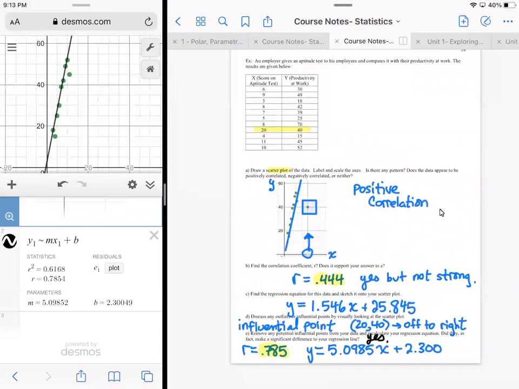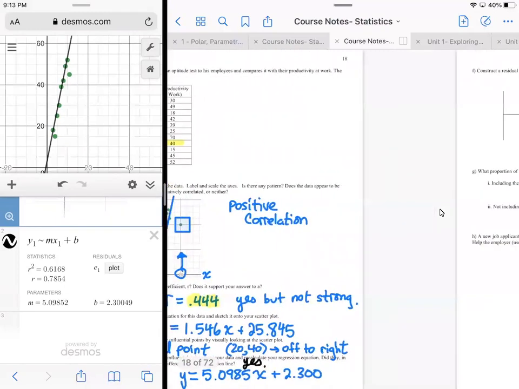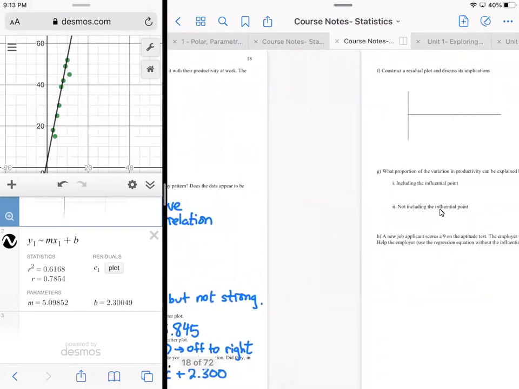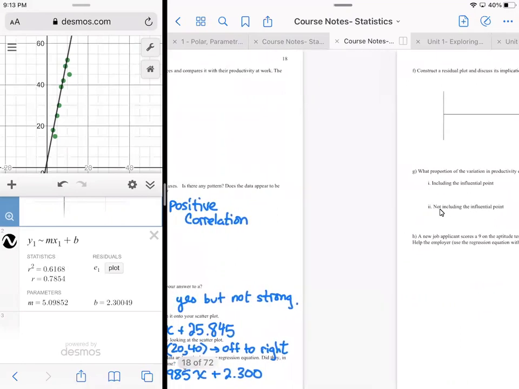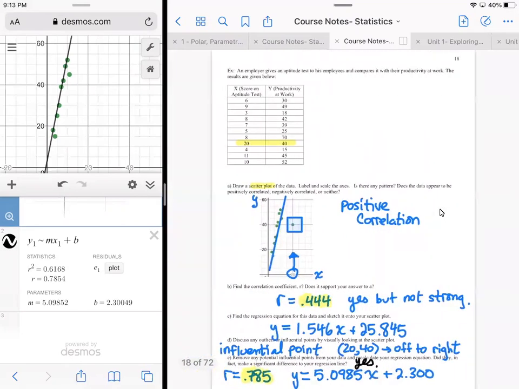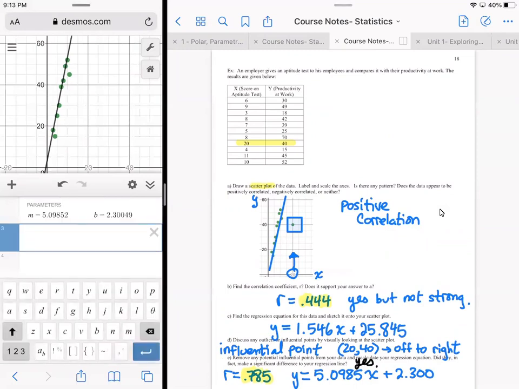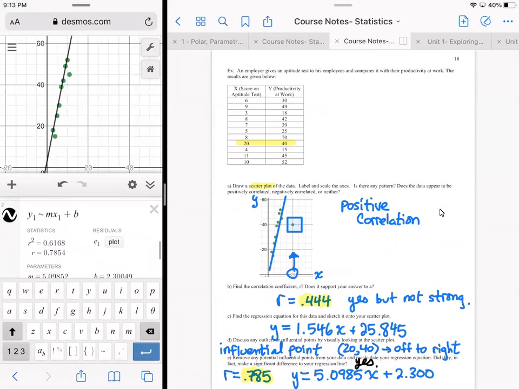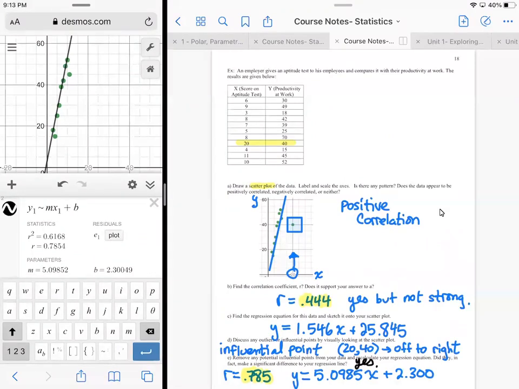All right. So that's an example of how we handle an outlier influential point. But now what we want to do is construct a residual plot and discuss those implications, because the residual plot is going to help us make a determination of the appropriateness of the linear model, right? So what I'm going to do is create a new table, right? That new table is going to consist of the X values from the original table, right?